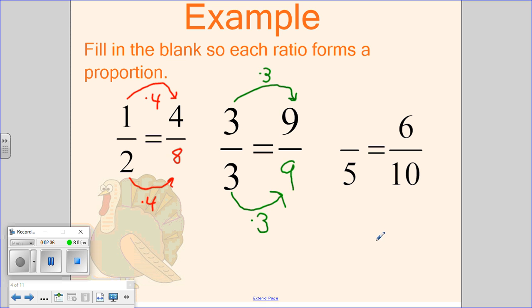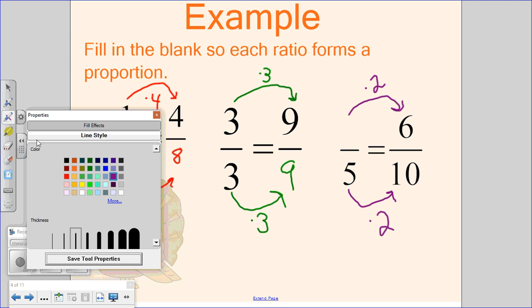All right, in this last example, the blank is actually up here, so I can't look at the relationship that's multiplying in the top, so I got to go to the bottom. So 5 times what is going to give me 10? 5 times 2. So we need to be thinking about what number times 2 would equal 6. So if you've got strong mental math skills, you may just know that number. But if not, there's another way that you could think about this problem.